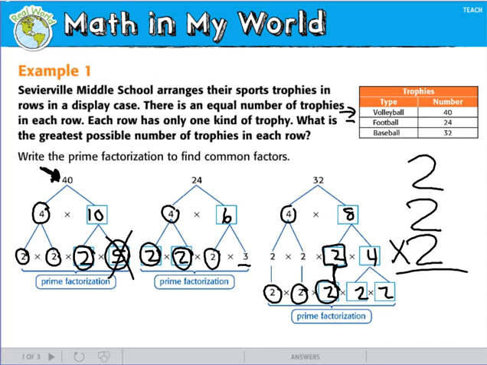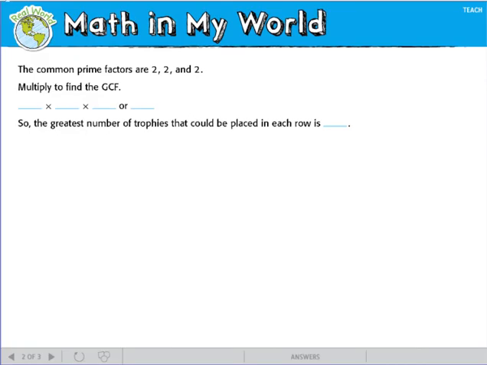Okay? So you can see here, the common prime factors are 2, 2, and 2. That's what we just found. So we have 2 times 2 times 2. Or, what is 2 times 2 times 2? 8. Because 2 times 2 is 4, times 2 is 8. So what is the greatest number of trophies that can be placed in each row? 8.